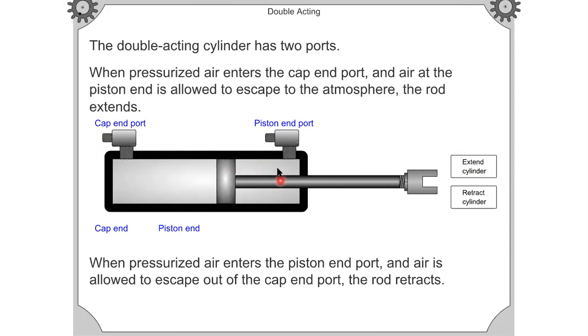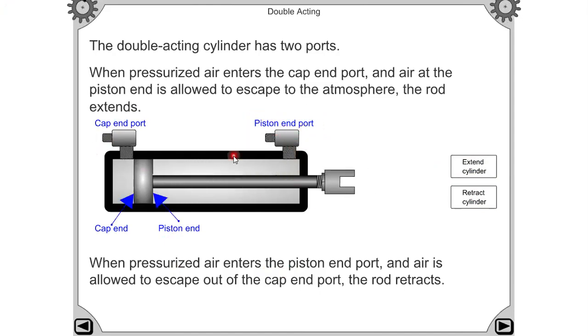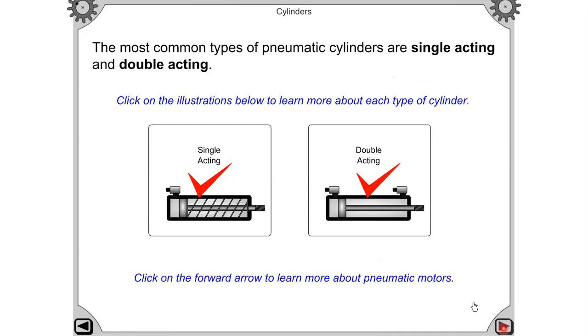Then the air that is on the rod end side will pass out through the piston end port. In some books, this piston end port is called the rod end port. Then in the retraction, the pressurized air will enter at the piston end port, and the air is allowed to escape through the cap end port. So this was about the double acting cylinder.